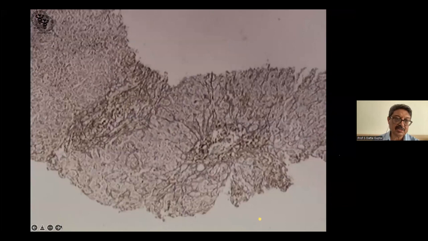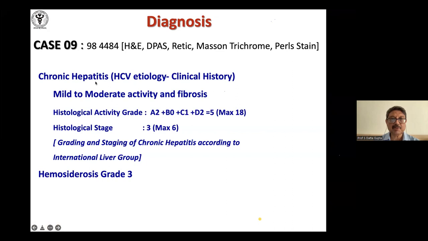So the biopsy will tell you it's mild to moderate activity with fibrosis. Histological grade is 5, moderate. Histological stage is 3, maximum 6. Hemosiderin grade is 3. So it helps you. You give desferrioxamine therapy or whatever, and then you repeat the biopsy. Repeat biopsy helps in the same individual.